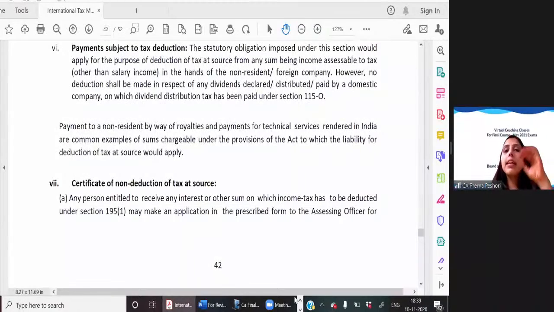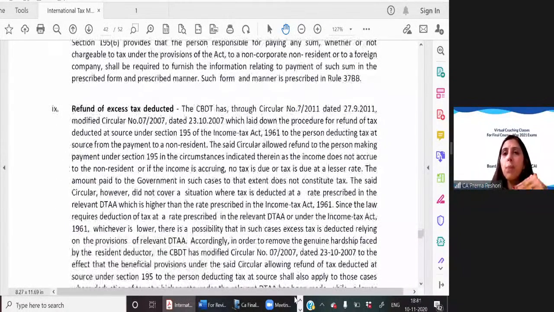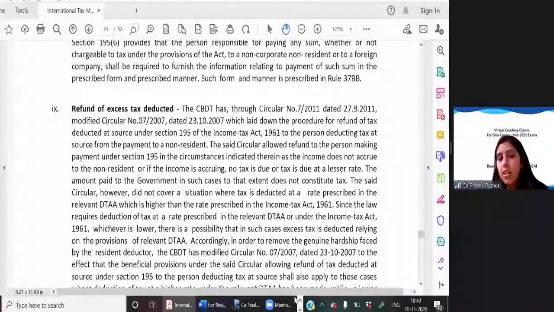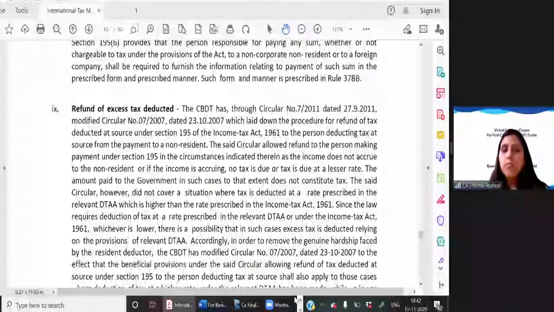Also, in this case, refunds can be obtained of the excess tax deducted where, for example, the payer has deducted the tax at a higher rate than the rate which is applicable under the Act. Or he was aware that the tax rate under the DTAA would have applied, but the DTAA tax rate would have been lower. So in that case, he can obtain the refund of the excess tax deducted. Is it clear? Any doubts?